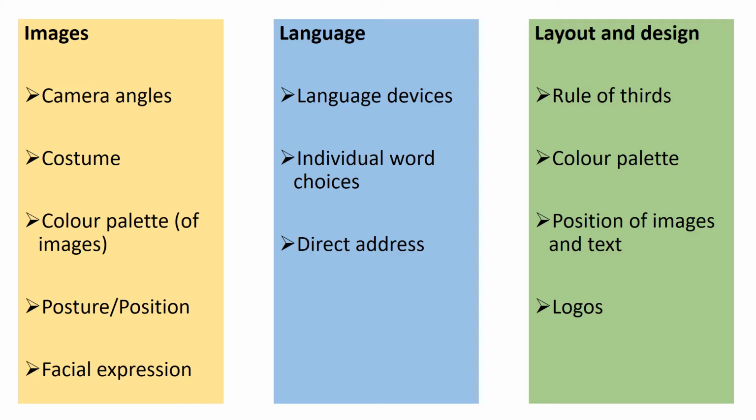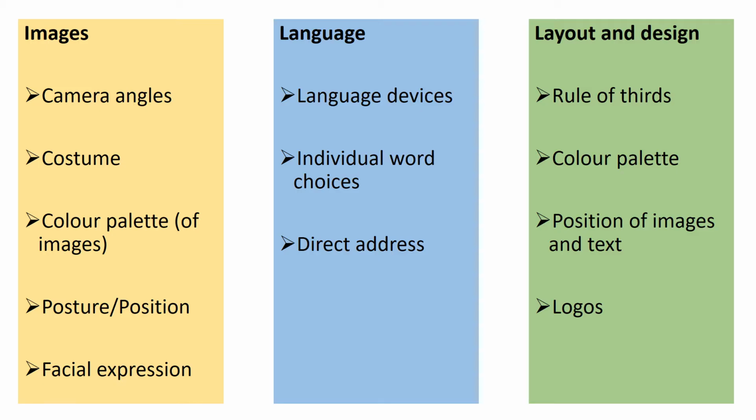For language, you're looking at the words themselves. So you're going to comment on things such as language devices, for example, the use of alliteration in This Girl Can and in the Quality Street advert. You're going to look at individual word choices and what the significance of those word choices is, similarly to how you would do in an English language paper. You might look at the way in which the reader is addressed by the language choices in the advert.